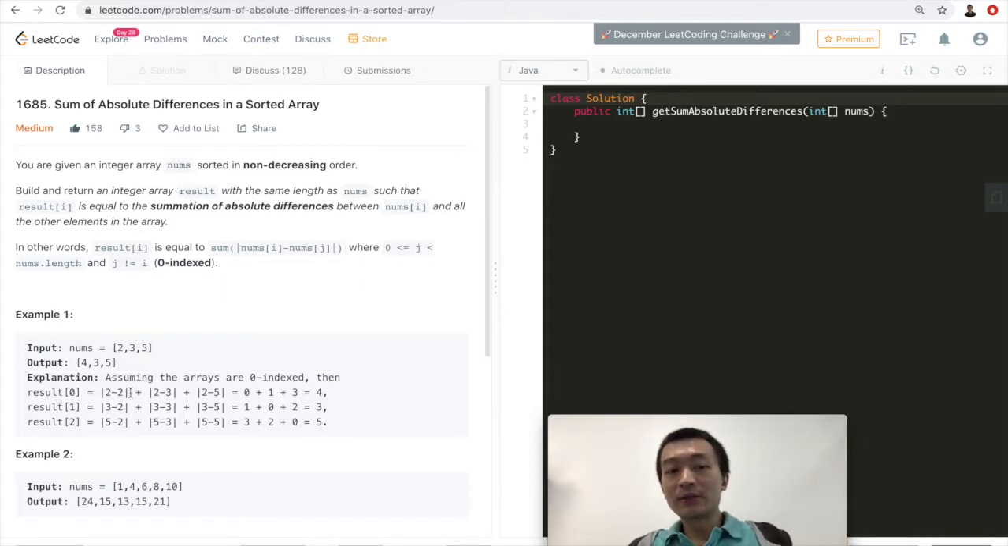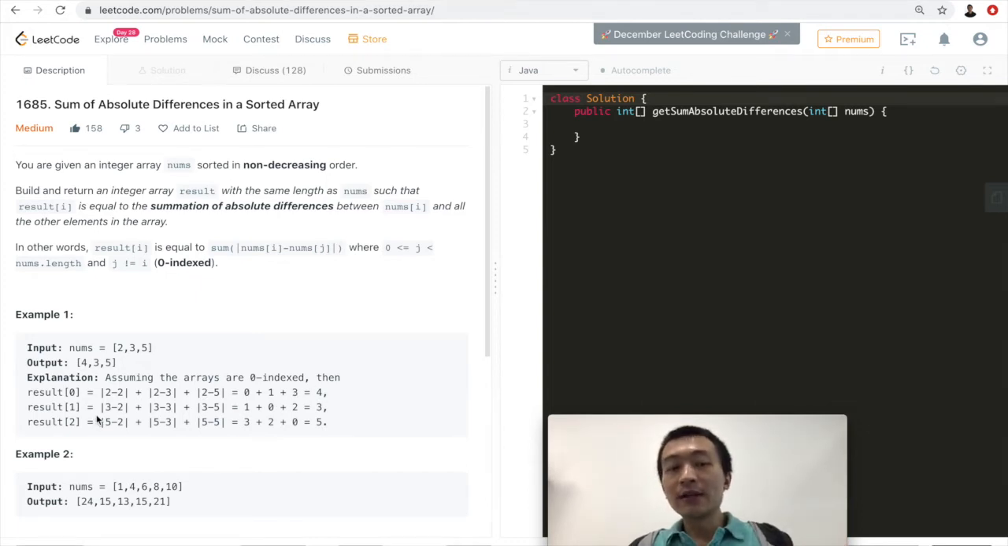So 2 minus 2, and then 2 minus 3, and then 2 minus 5, right? We're using the element we are trying to compute the result for as the one to subtract from the remaining elements. And then we take the absolute difference, right? So this is 0, this is minus 1, but its absolute difference is 1. And then this is minus 3, its absolute difference is 3. So 0, 1, 3, it is 4.